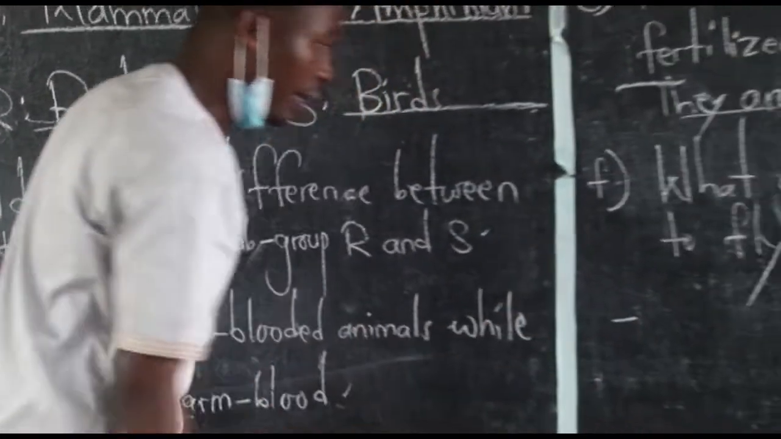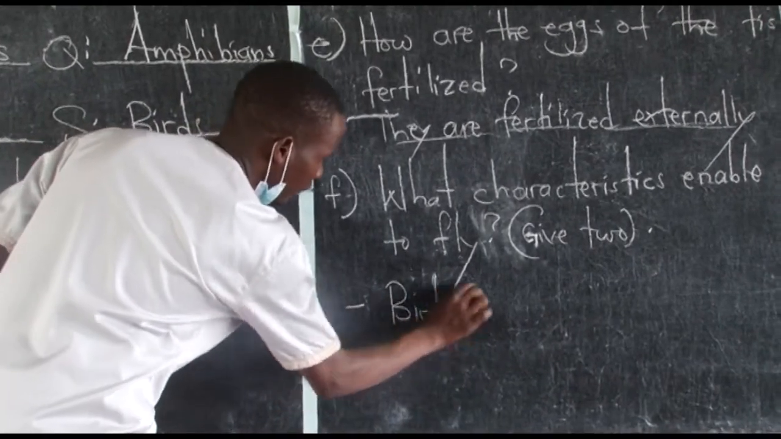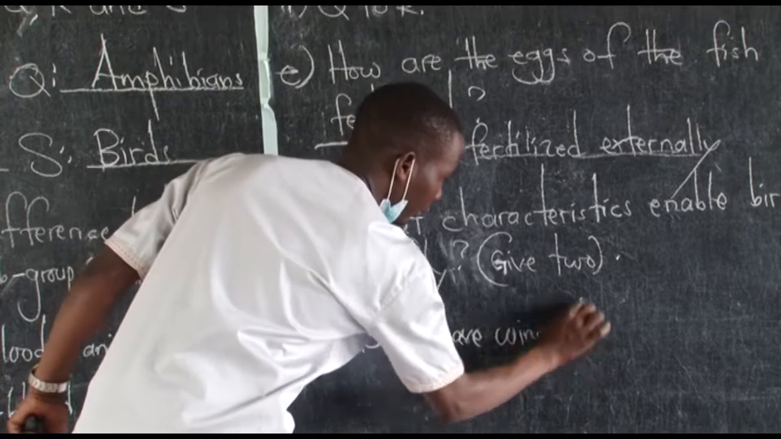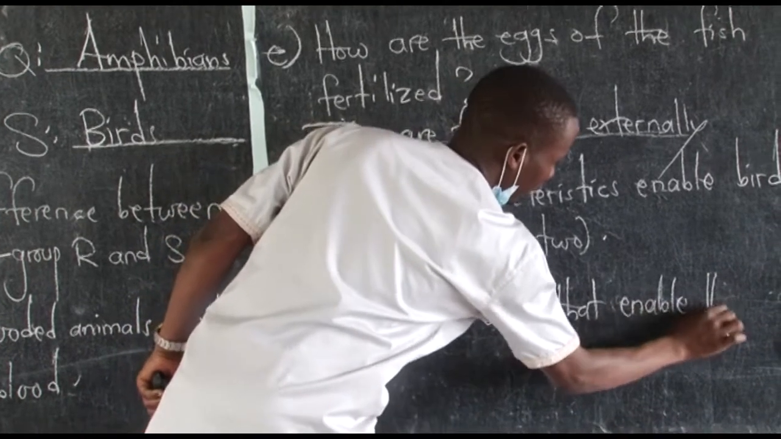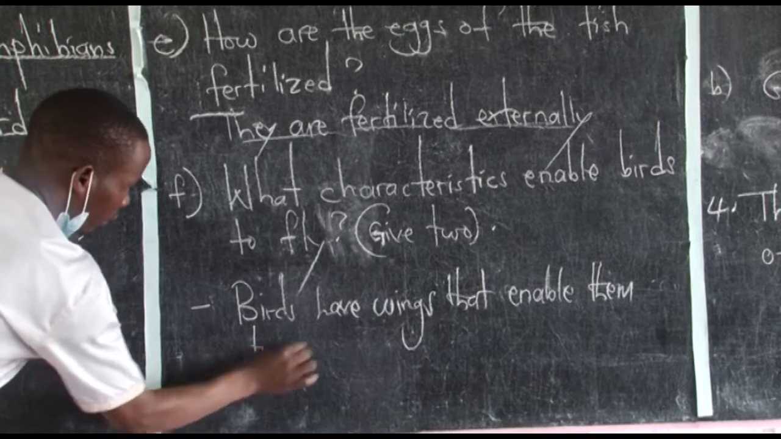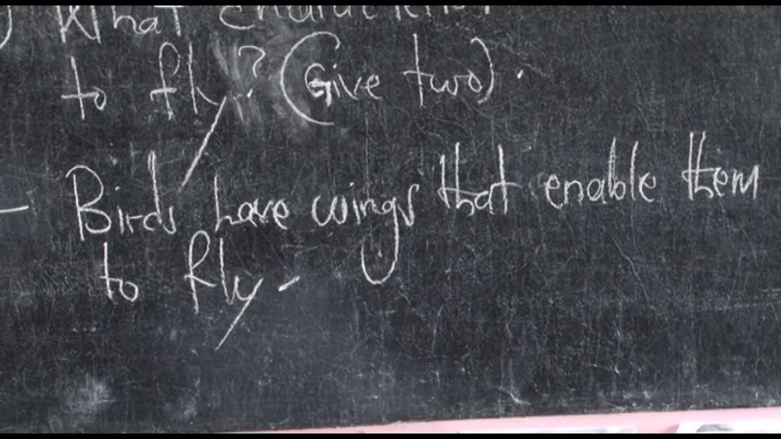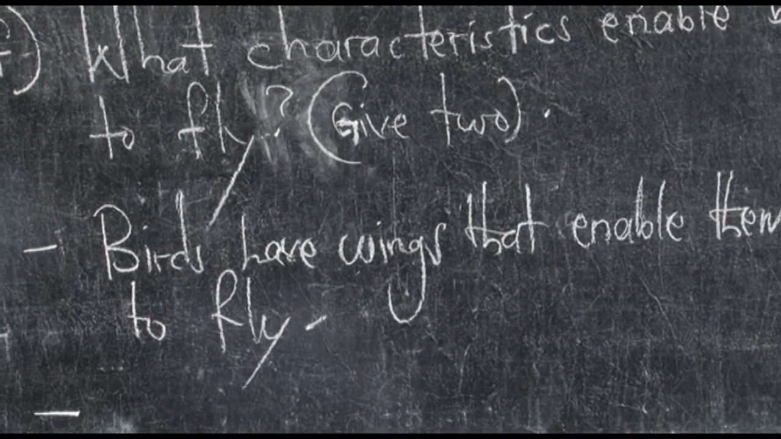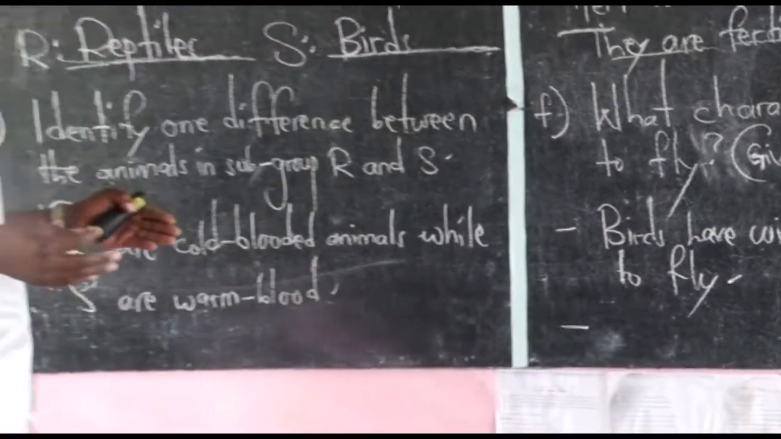Number one, we can say birds have wings that enable them to fly. And then, lastly, they also have hollow bones. They have hollow bones, which also enable them to fly, because it makes their bodies light for easy flight.